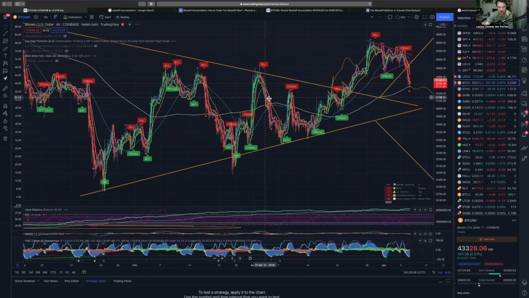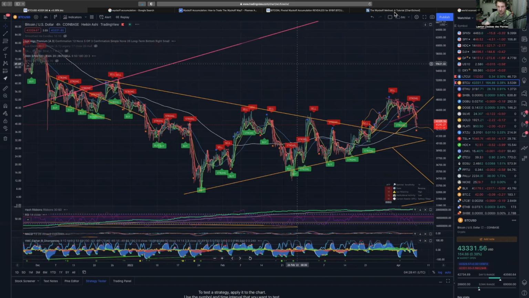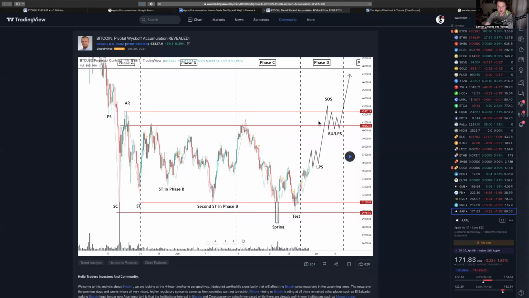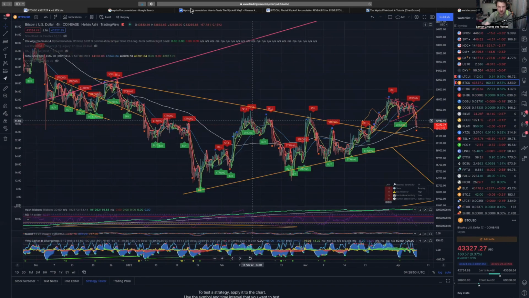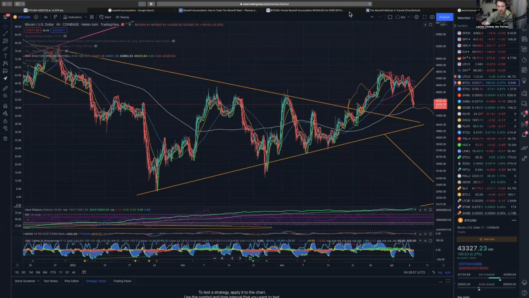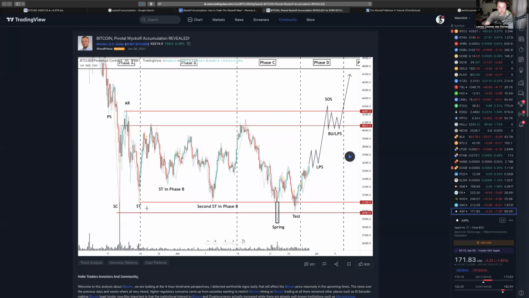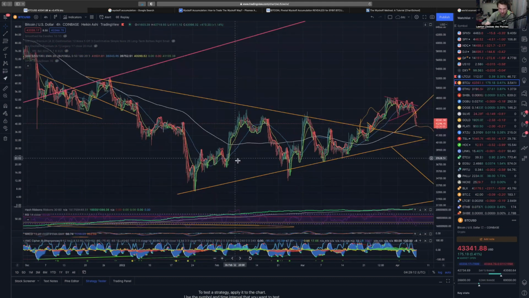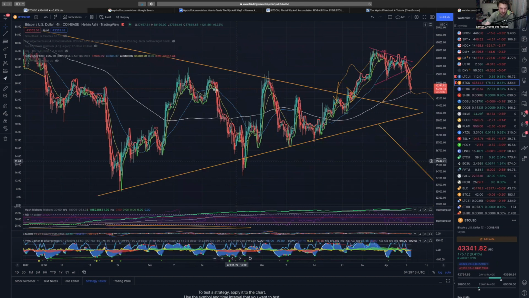So on the 4-hour, actually, sorry, I'll go to this one. Okay, so on the 4-hour, turn off some of this stuff. There we go, it looks better. So on the 4-hour, we have a dip, and then we have this double bottom right here. And the spring is the best point of entry. But good luck trying to find the spring. I don't see a spring here on the 4-hour.